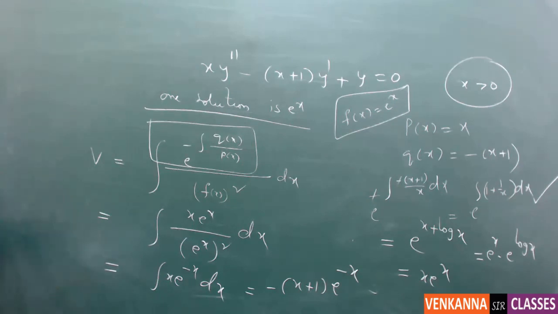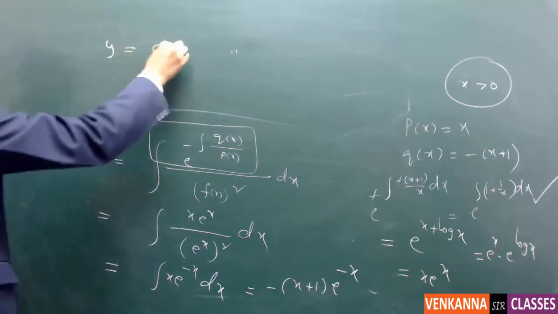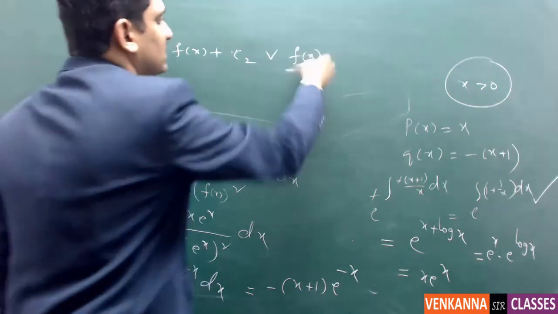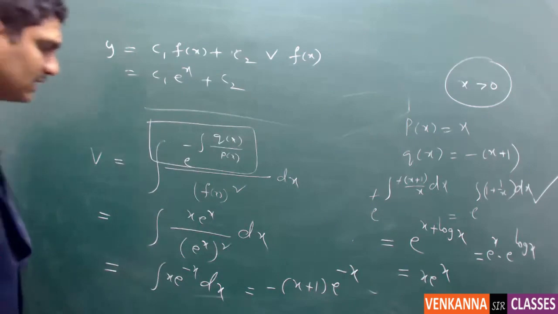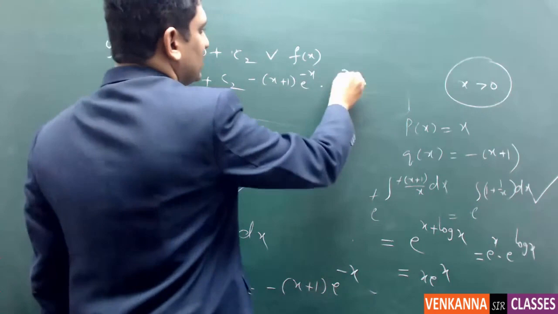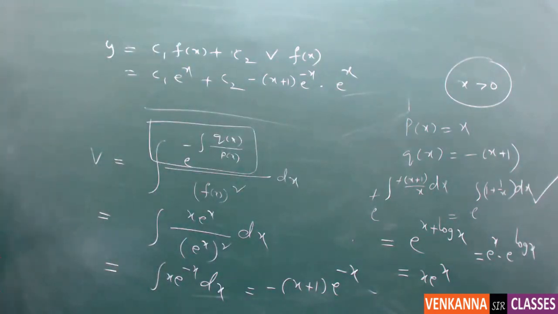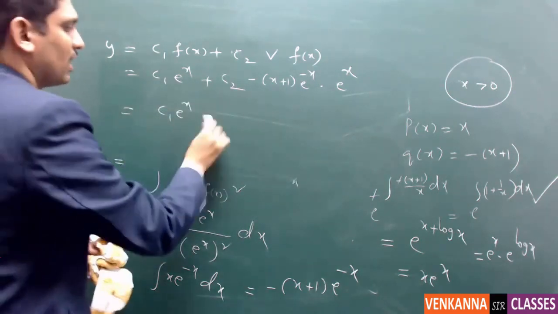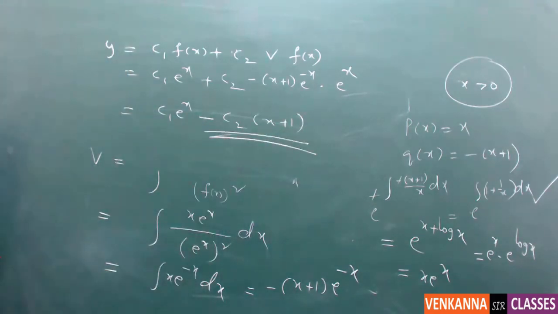So this is the v value, and the final solution is given by y is equal to c1 f of x plus c2 into v into f of x. So c1 e power x plus c2 into v, which means minus of x plus 1 into e power minus x, into f of x, which means e power x. So you can see that the final answer is given by c1 e power x plus or minus c2 of x plus 1. So this is the complementary function value.